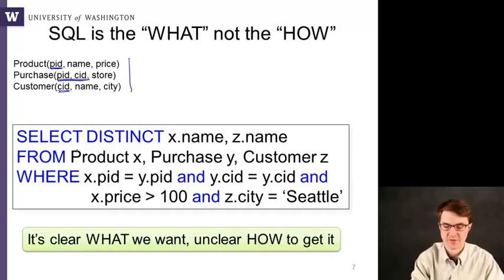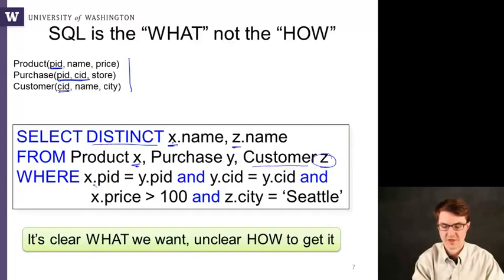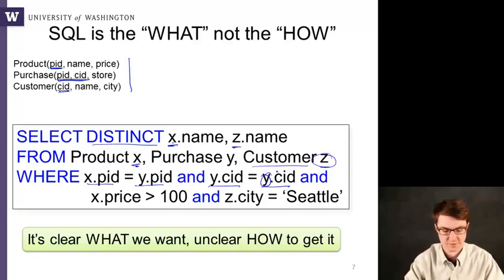Okay, so here's another SQL query. We say select distinct product name. Why do I know it's the product name? Because I see an X here and I see an X here. And the customer name, and I know it's the customer name because I see a Z here and I see a Z here. This is an alias for the relation customer. From these three tables, where the product ID in the product table matches the product ID in the purchase table, and the customer ID in the purchase table matches the customer ID in the customer table. And that's a typo, it looks like. That should be Z. So maybe change that on your own slides. Yeah, let me see if I can fix it now.